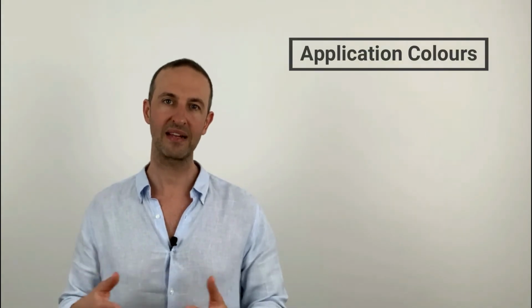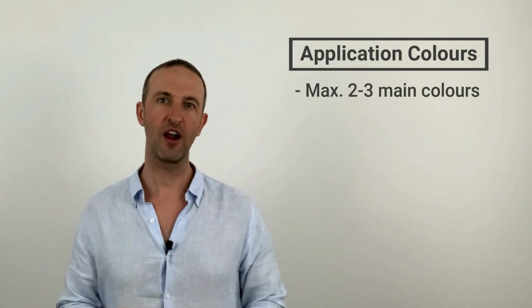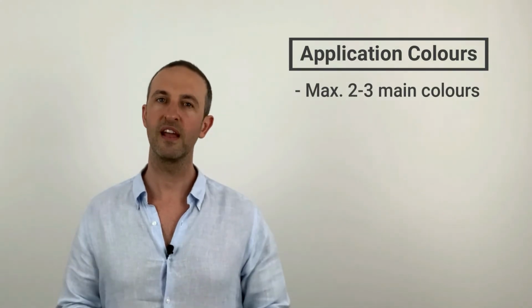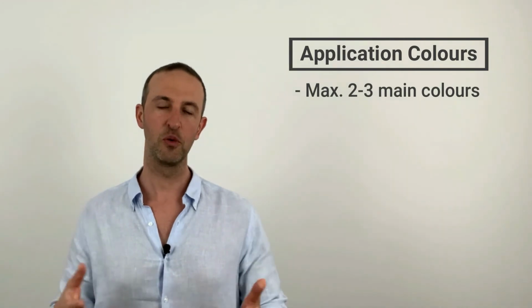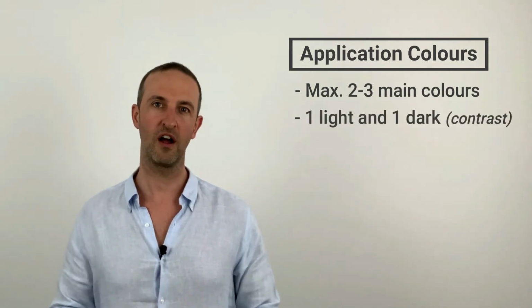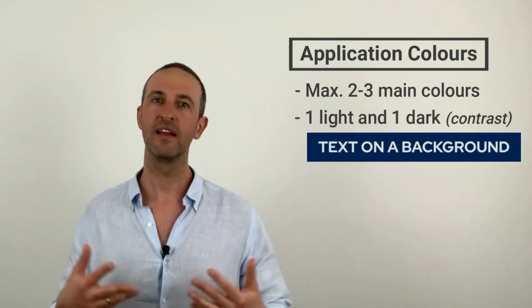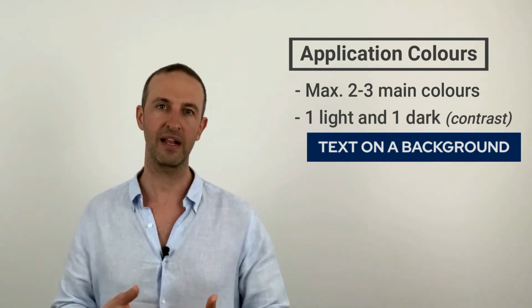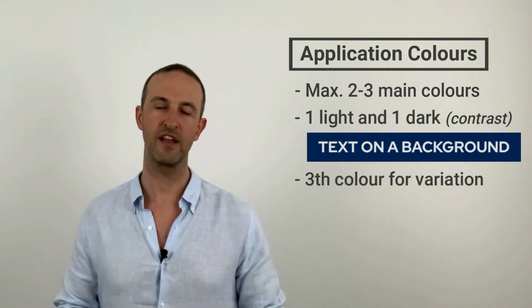Now before we get started with creating a template, I would just like to mention something about selecting main colors for your application. My advice to you is to select a maximum of 2 to 3 main colors for your application. Don't go nuts with using different colors everywhere in your application. Modern applications only use a couple of main colors throughout all the screens of the application. You will need at least one light color and one dark color to create contrast. Contrast, for example between a text and its background, is very important because it makes the HMI calm and easy on the eyes. A third color can be chosen for some accents and variation.